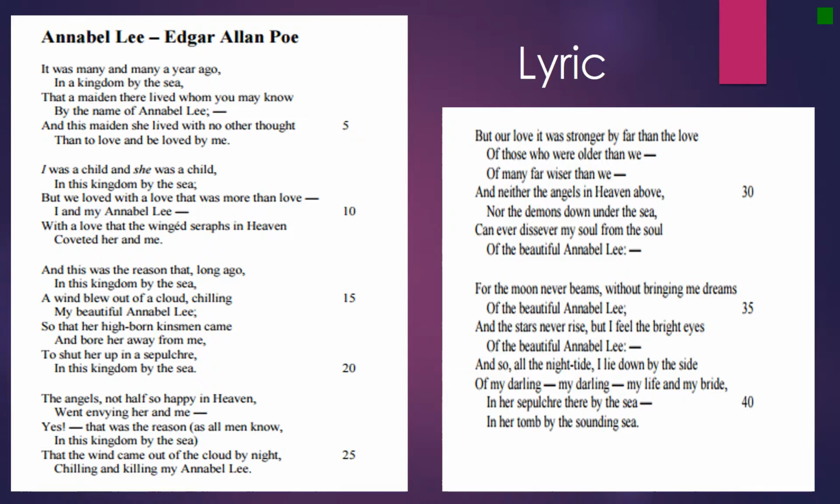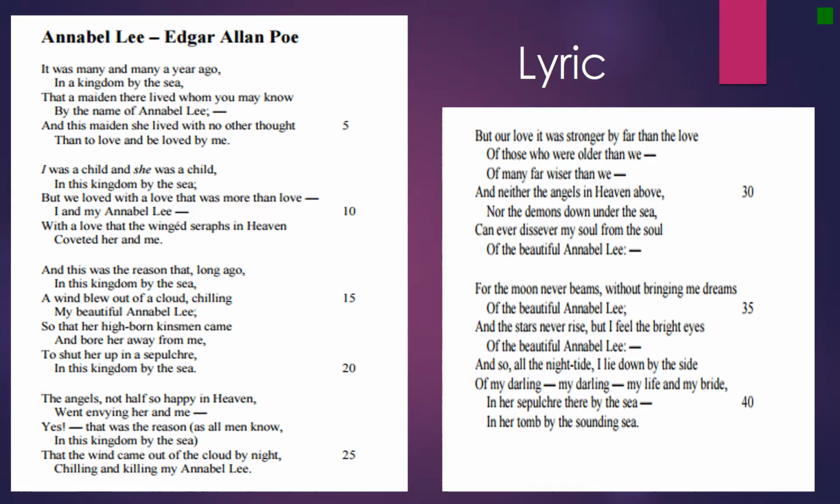It was many and many a year ago, in a kingdom by the sea, that a maiden lived whom you may know by the name of Annabel Lee. And this maiden she lived with no other thought than to love and be loved by me. I was a child and she was a child in this kingdom by the sea, but we loved with a love that was more than love, I and my Annabel Lee. With a love that the winged seraphs in heaven coveted her and me. And this was the reason that long ago in this kingdom by the sea, a wind blew out of a cloud, chilling my beautiful Annabel Lee, so that her high-born kinsmen came and bore her away from me, to shut her up in a sepulchre in this kingdom by the sea.